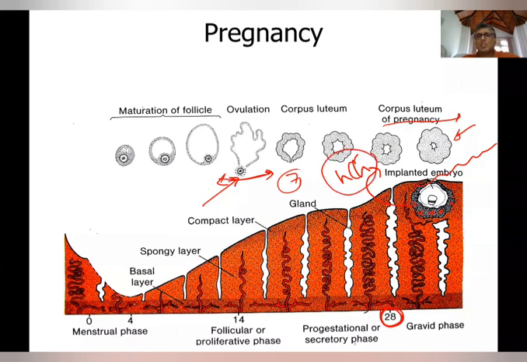So these processes mutually help each other. If there is no fertilization and implantation, this will break down at day 28 because there is no estrogen and progesterone produced by the corpus luteum due to lack of FSH and LH.